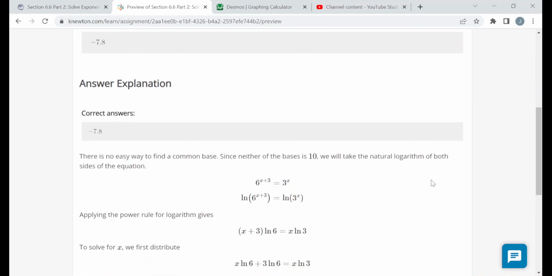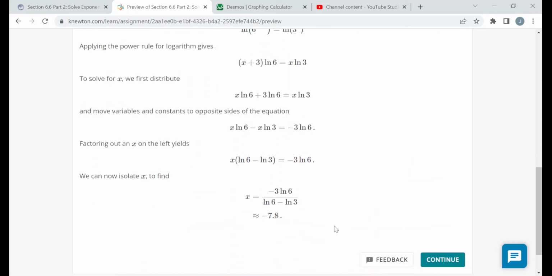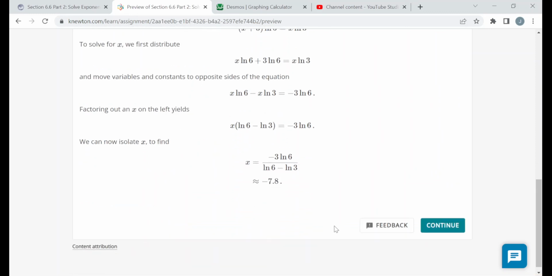Great. And again, they do the thing where they take the natural log of both sides, pull the powers out, then solve for x like a linear equation. Same stuff.